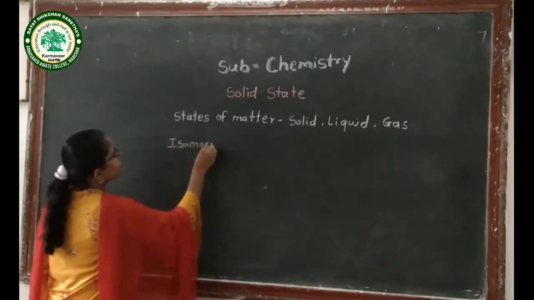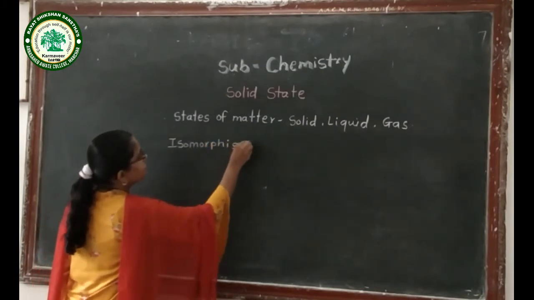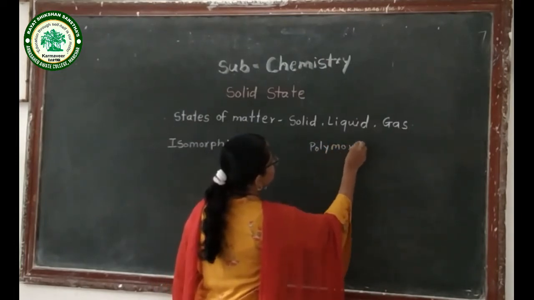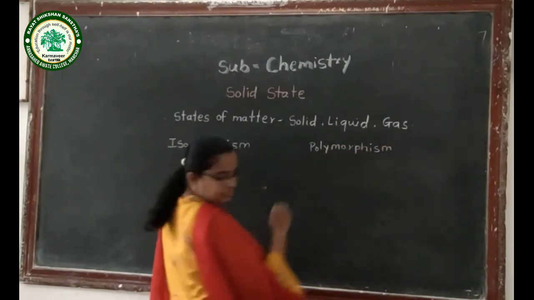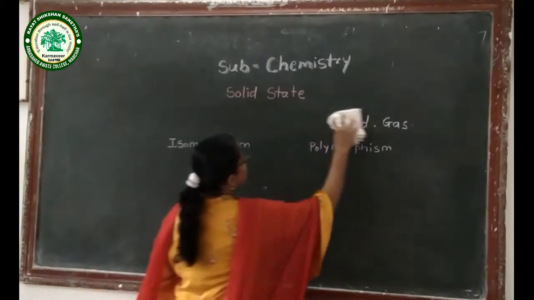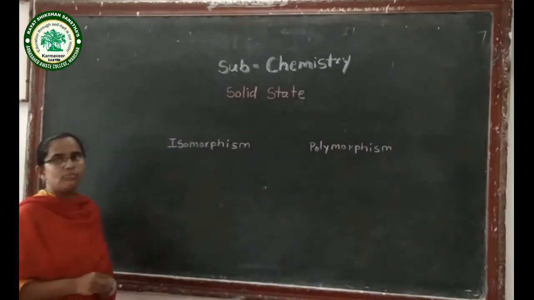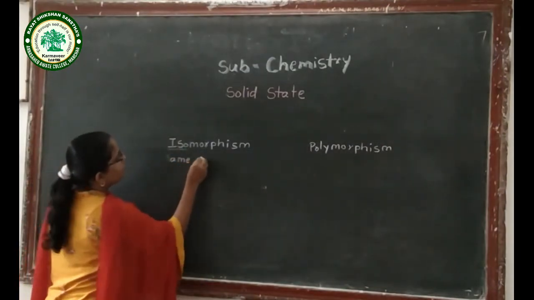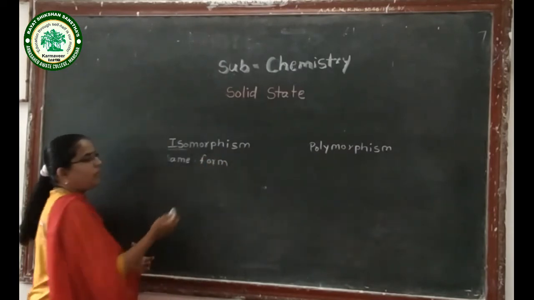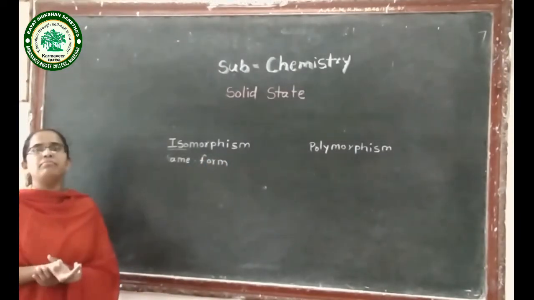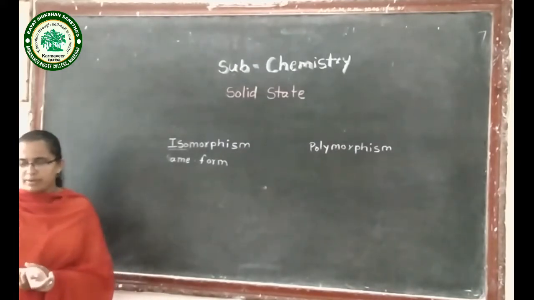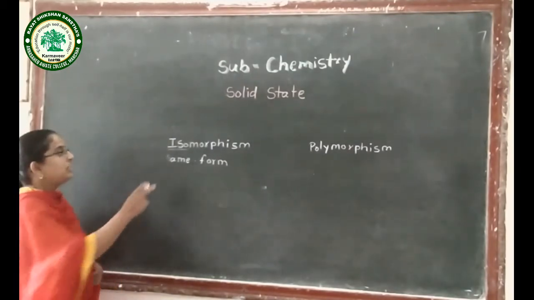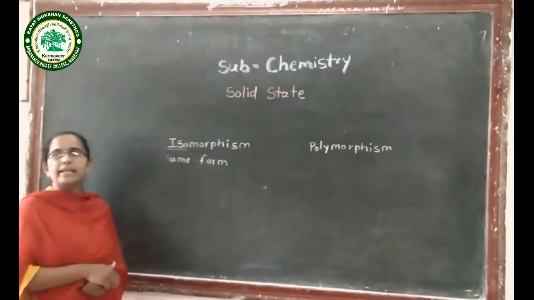isomorphism and polymorphism. What is meant by isomorphism? Iso means same and morphism means form. Means two or more substances show same form or same properties. Two or more substances having the same crystal structure, that phenomenon is called isomorphism.